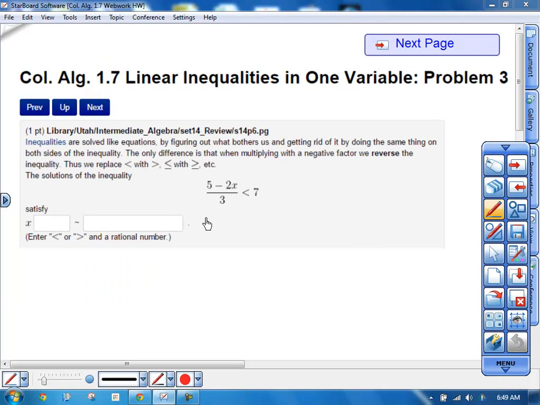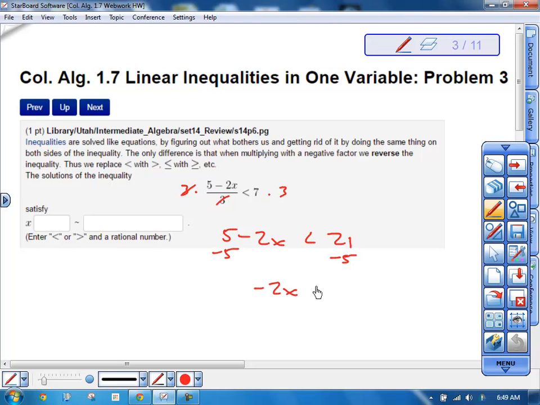All right, next question. We want to solve this inequality. So we're going to multiply both sides by 3. We get 5 minus 2x is less than 21. We subtract 5 from both sides. Negative 2x is less than 16. Divide both sides by negative 2. Now when you divide by negative 2, you have to switch the inequality. It's going to be x is greater than negative 8. Okay, so we're going to put greater than negative 8.